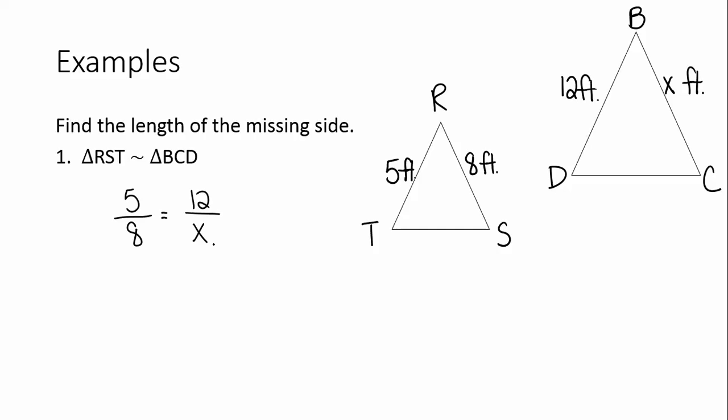That's one way to set up the proportion. Use both pieces from the first triangle, both pieces from the second triangle, make sure that the corresponding parts are on top and the corresponding parts are on the bottom.